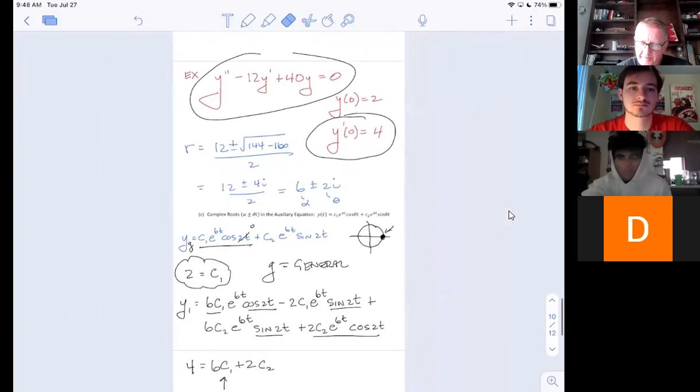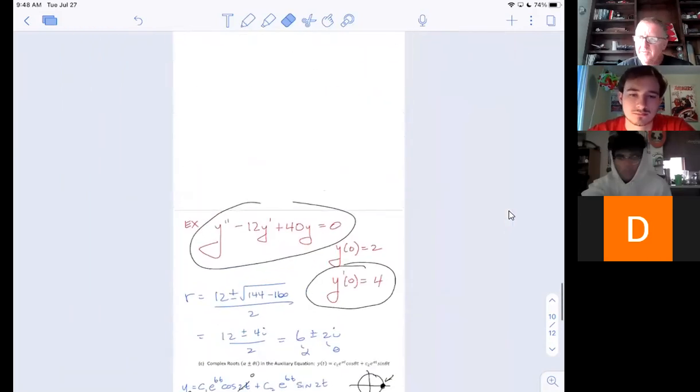And I want you to think for a second about these initial conditions. I want you to think about this. This is kind of interesting. These initial conditions. What are these?